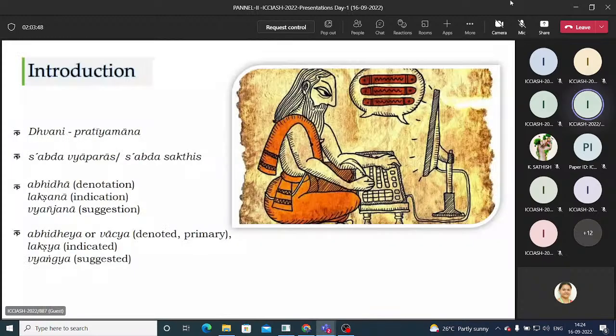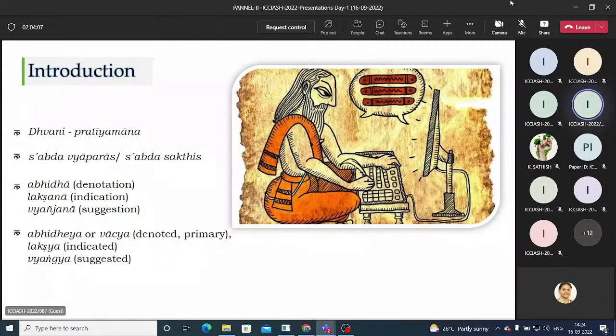What is Dhwani and Shabda Vyaparas? Dhwani is the ability of a signifier, a set of signifiers, a meaning, a sound, or a gesture to suggest pratiyamana, that is, something other than what it explicitly presents. A word has three powers, or Shabda Vyaparas, through which the sense of poetry can be obtained.